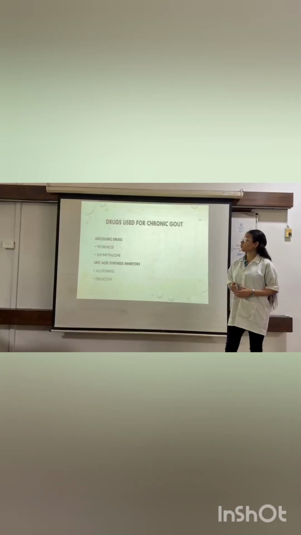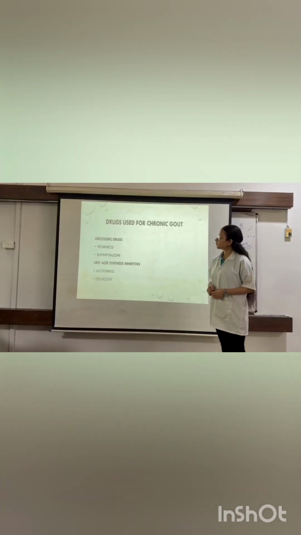Drugs used for chronic gout are in two classifications. Uricosuric drugs that are probenecid and sulfinpyrazone, and uric acid synthesis inhibitors are allopurinol and febuxostat.